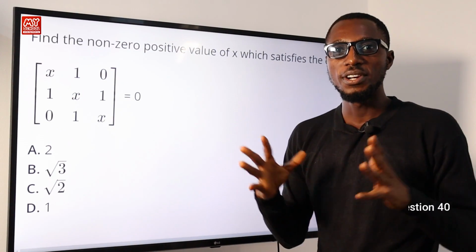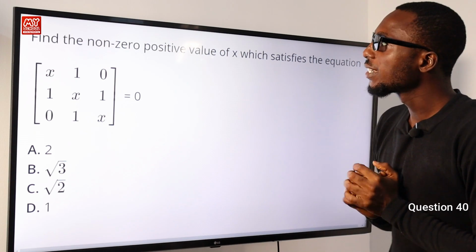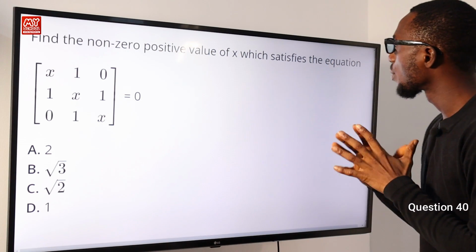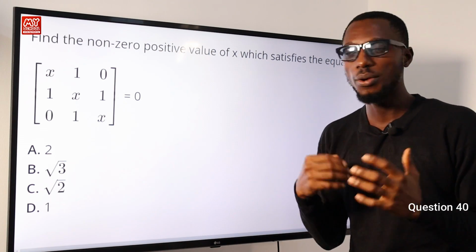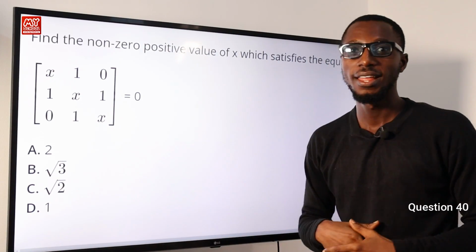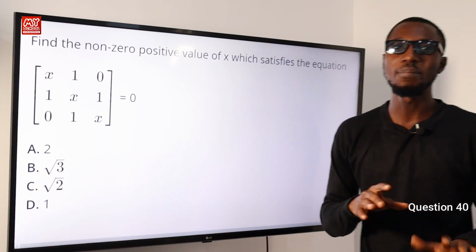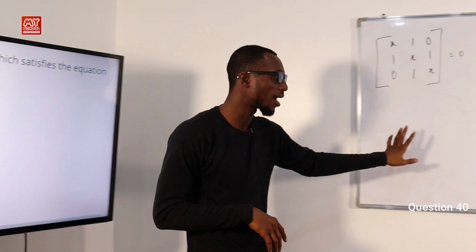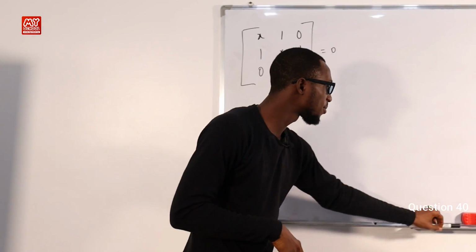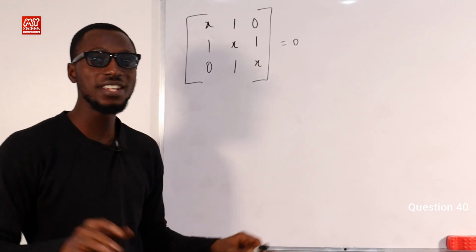Here we have question 40. Find the non-zero positive value of x which satisfies the equation. So we have the equation here. The first thing I did is to replicate this question on the whiteboard. So how do we solve this? This is very easy to do.